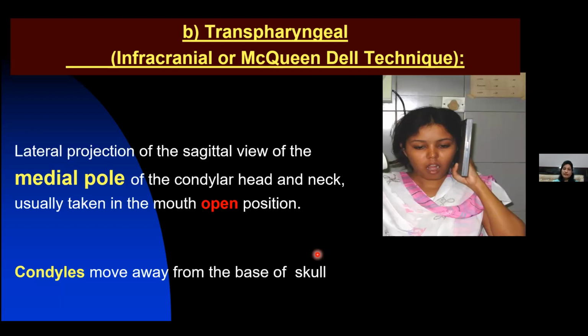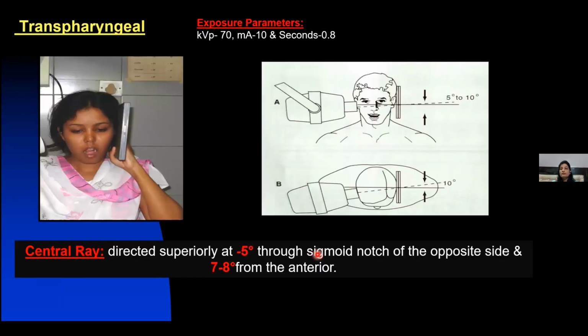How can you remember the pharynx is in the midline? So you can remember it will give me the medial pole of the condyle. Clear? Open mouth. This is only open mouth, so the condyles move away from the base of the skull near the eminence. So you can see them clearly. Medial view. Clear?